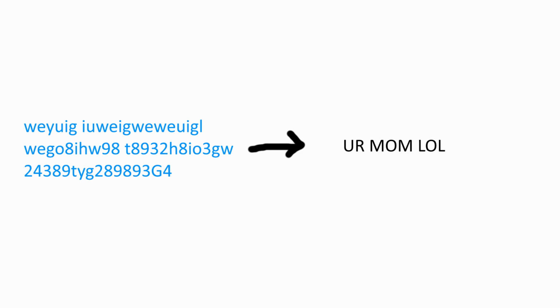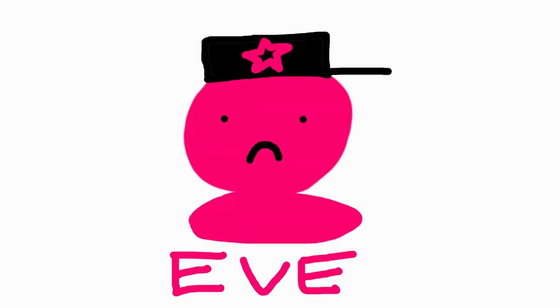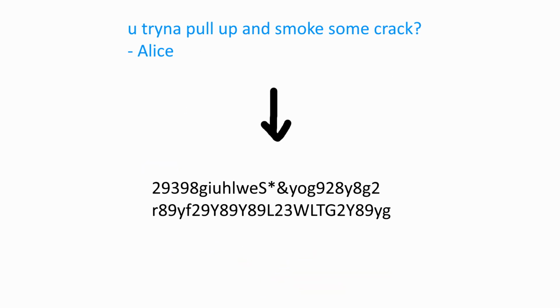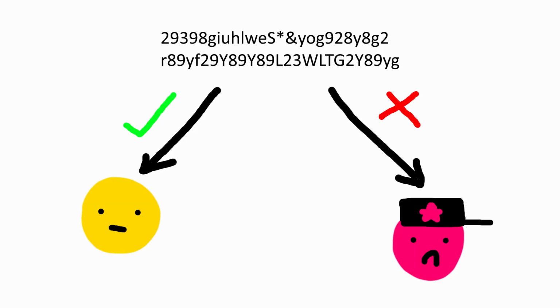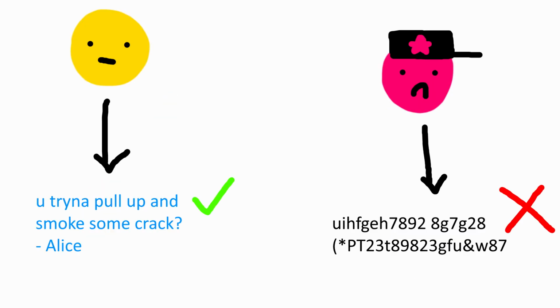Digital keys do one thing only: encrypt text and decrypt ciphertexts. Alice wants to send a message to Bob that says, "You trying to pull up and smoke some crack?" But she doesn't want the FBI to notice. So she encrypts the message such that Bob, and only Bob, can successfully decrypt this message.